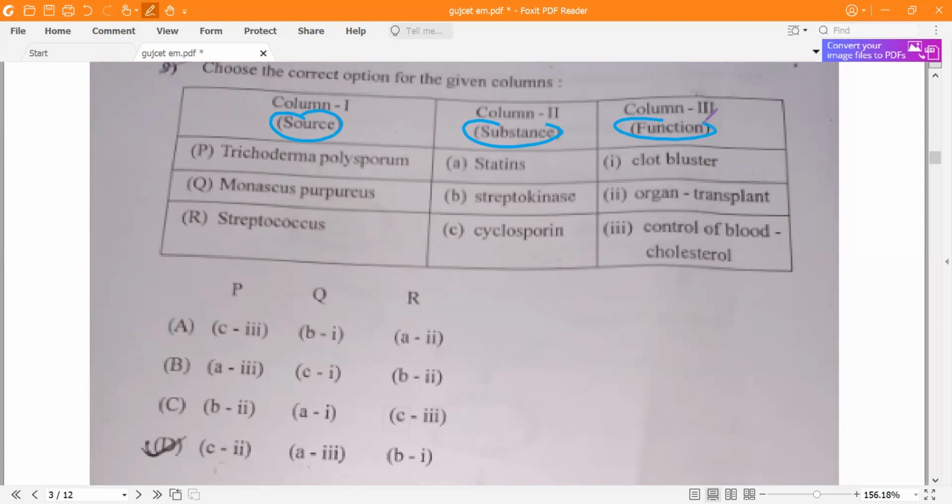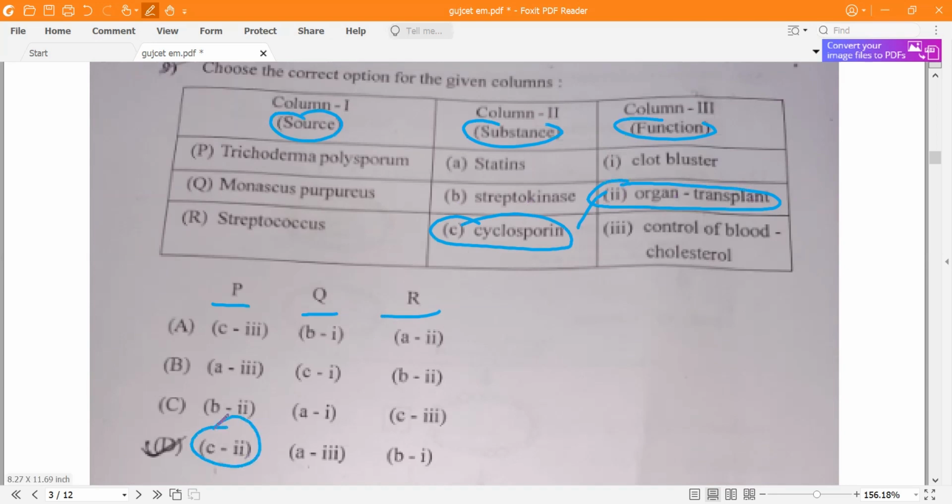So let's say which is the correct option. They have mentioned the columns over here, and the options have been given over here, C, B, and 1. So we have to choose in respect to that. For Trichoderma, it will produce cyclosporine, and cyclosporine is basically an immunosuppressant. It is used in organ transplant. So it is C2, it is 2.